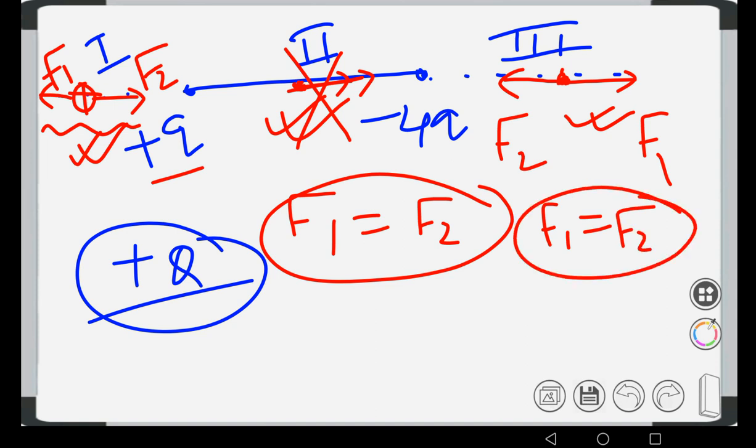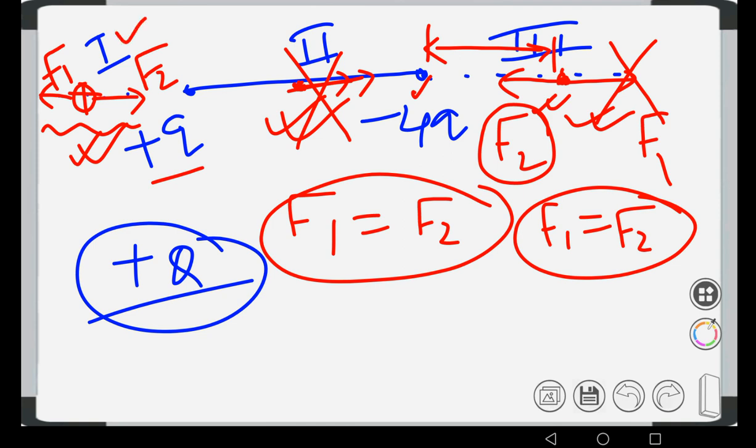Why? Because here F2 is being applied by 4Q, which is more in magnitude, as well as it is closer to the point. So the charge is also large and the distance is small, which makes F2 always greater than F1, and hence in region 3 also we can never have the equilibrium point. Hence the only equilibrium point is obtained in region 1. So we will keep the charge only in region 1.